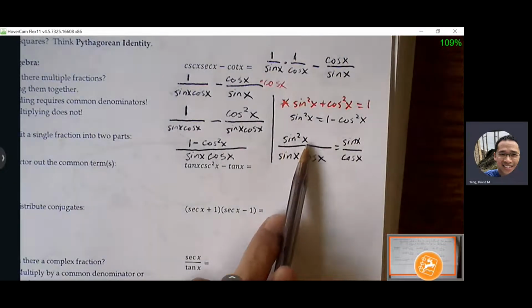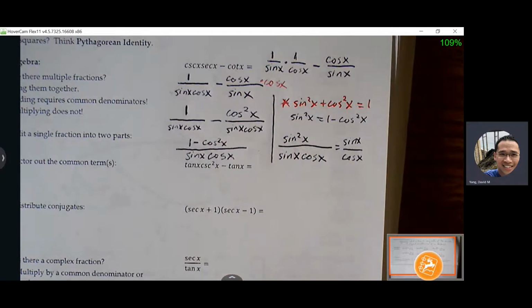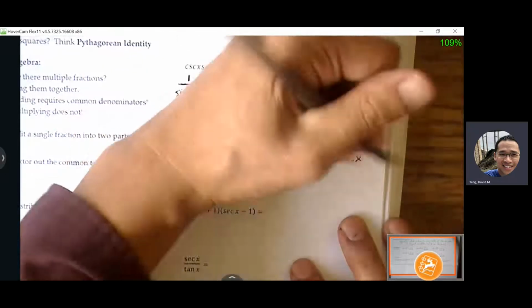This is basically sine x times sine x. We're taking one of them away. We still have one left over. No sine x left in the denominator. And then what's a clean way to represent sine x over cosine x? Tangent x, okay.